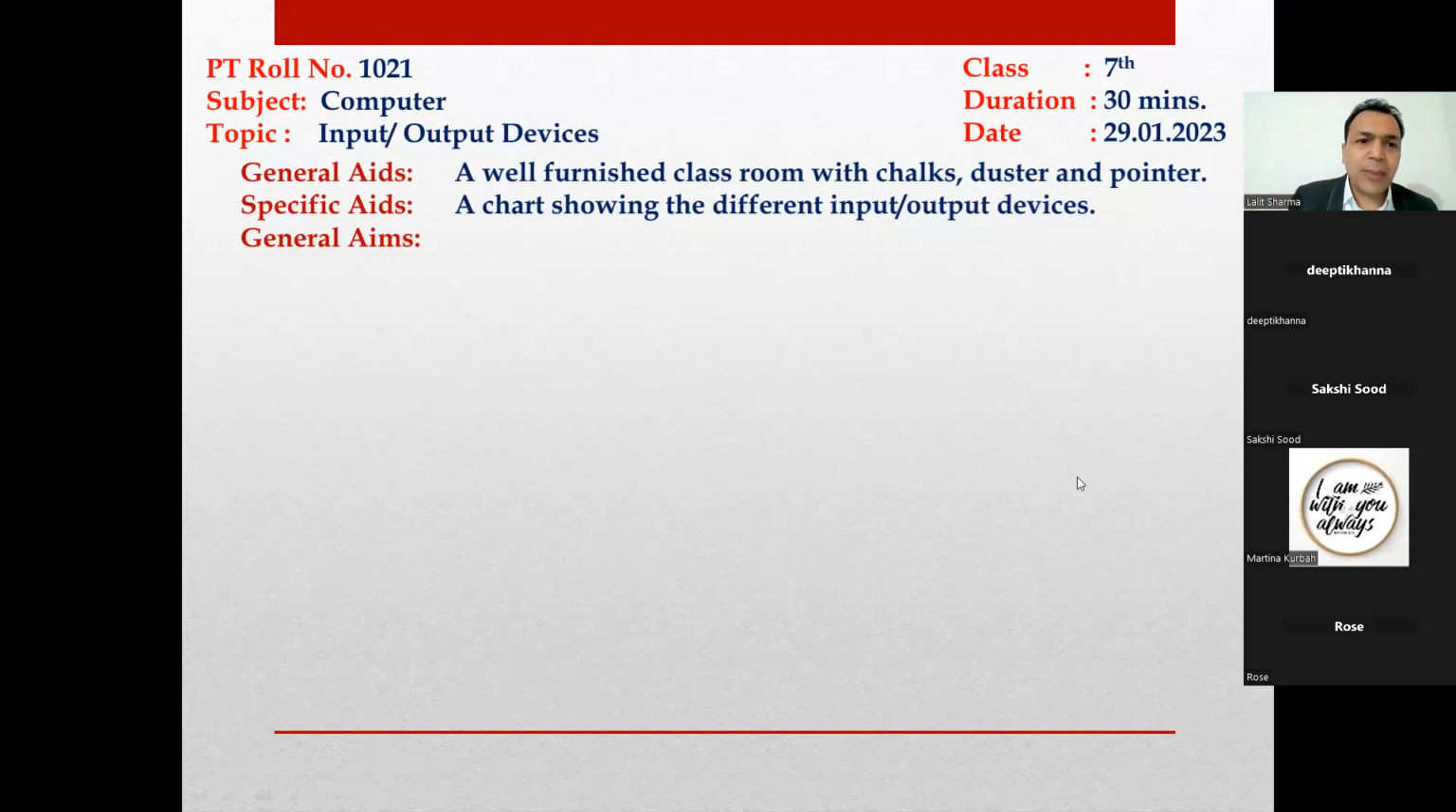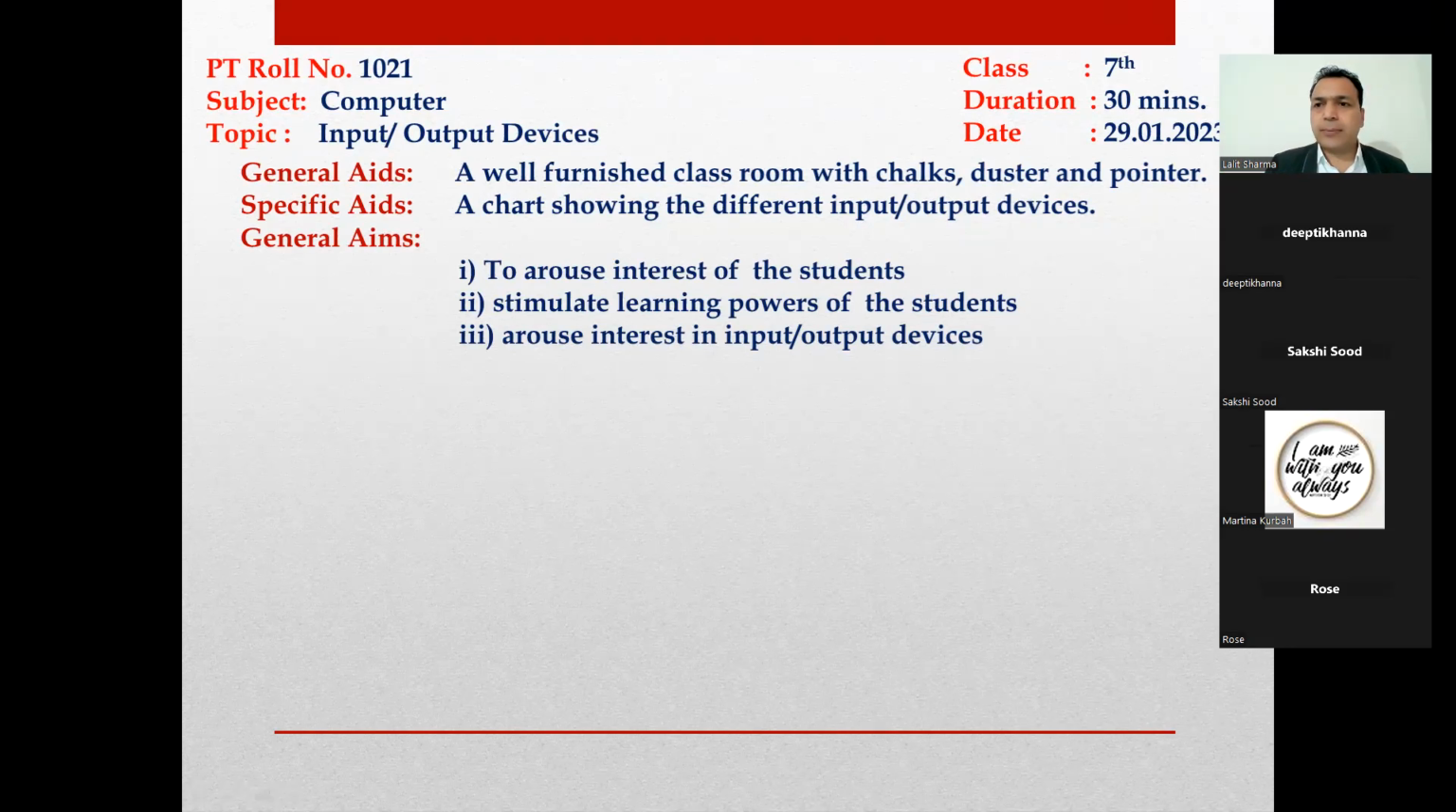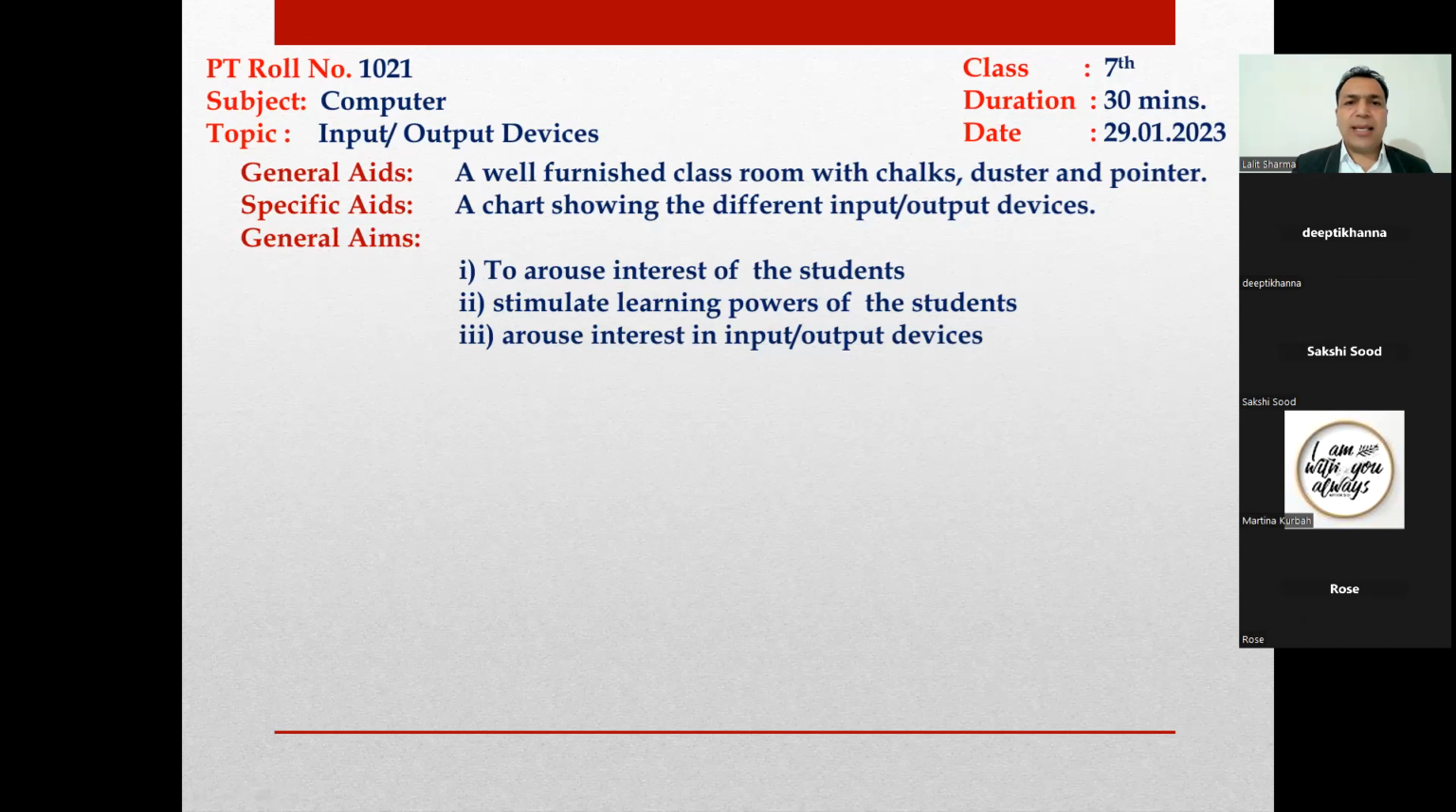Okay. Guys, this is an important point. General aims. Okay. This is the same for all types of lessons. Okay. So basically, what happens? General aims means, number one, to arouse the interest of the student. This is the same in every lesson plan. The number one is arouse the interest of the student.